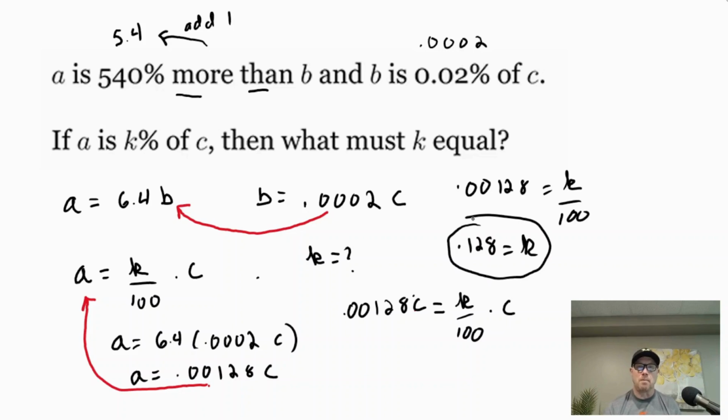All right, so that is a problem that students struggle with. And I think if you follow these keywords, so if you see more than, we want to add 1. If you see less than, we want to subtract 1 from the percentage.